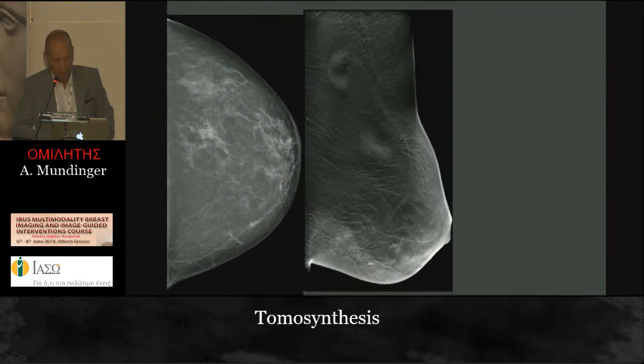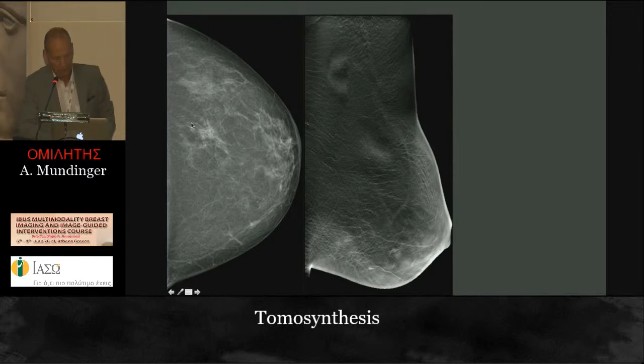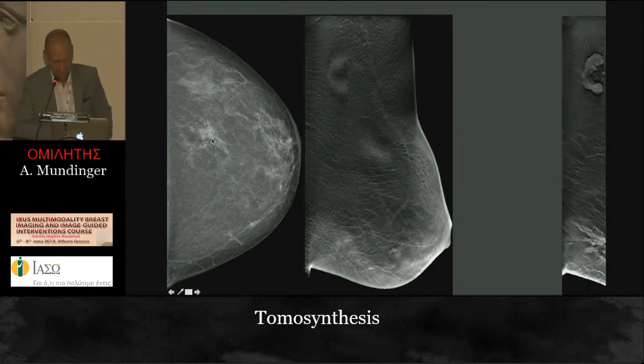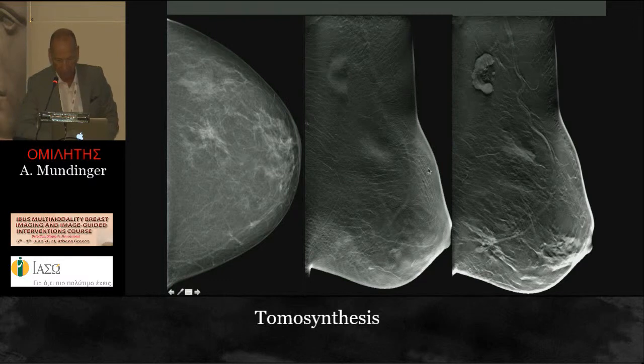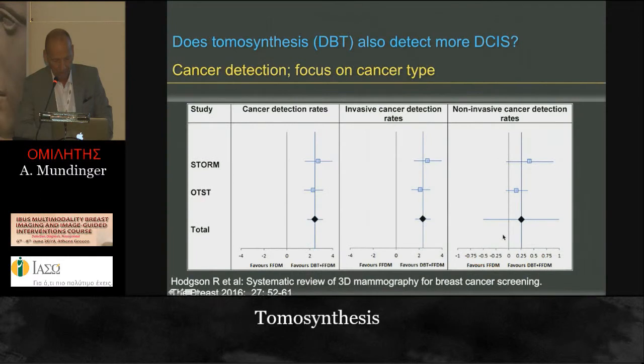Then we have an example, and it's not difficult to see this is a cancer with an architectural distortion, but here we have a very nice extension in the second plane and the lymph node.